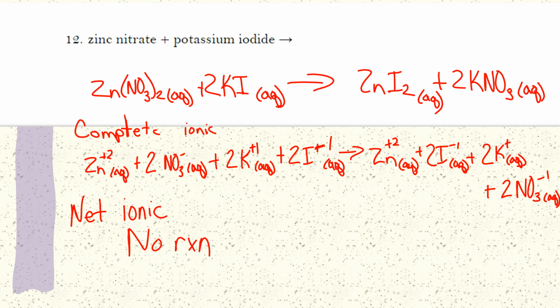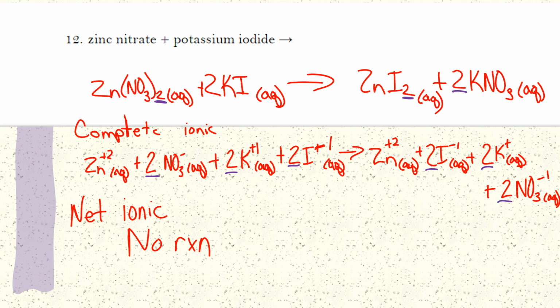All right. So again, this one was just proof of concept. The things that I want you to notice that I did. So notice there was a subscript of 2 on nitrate, so I wrote 2 nitrates there. Notice that I had 2 KI, so I had to have 2 potassiums, 2 iodines. Over here, notice that I had a subscript of 2 on iodine, so I wrote a 2. I had 2, so I have to show those as coefficients.